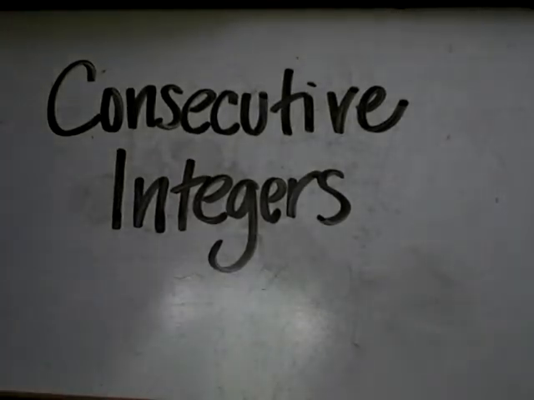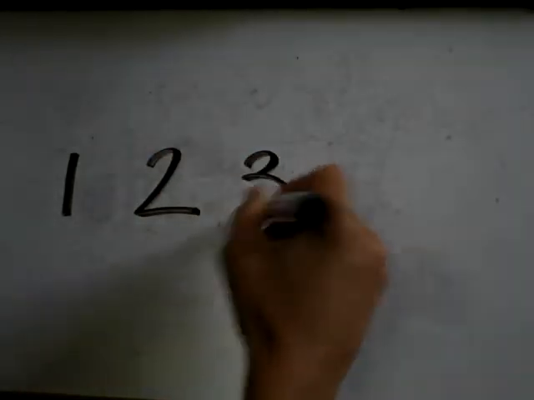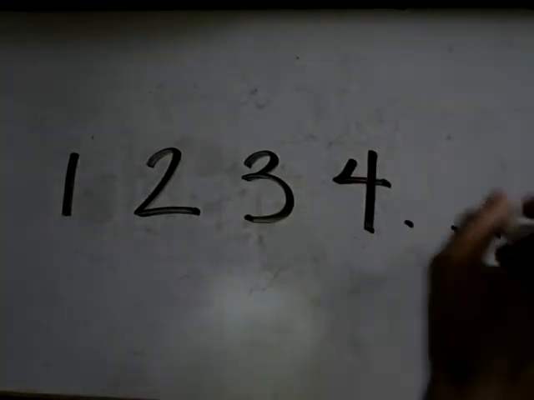Okay, so in this session we're going to be talking about problem solving using consecutive integers. Let's start off with going over consecutive integers. So let's say we've got 1. The next consecutive integer would be 2. Then the next consecutive integer would be 3. Then you go 4, and so on.